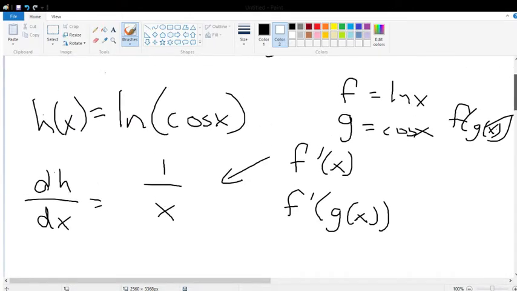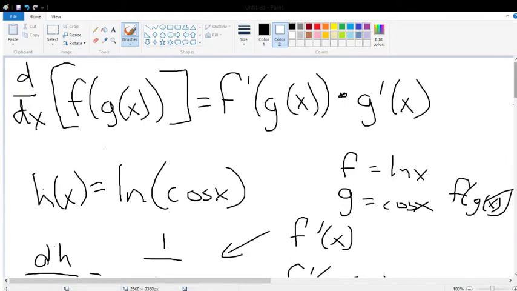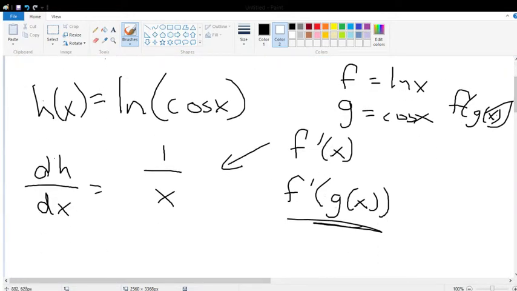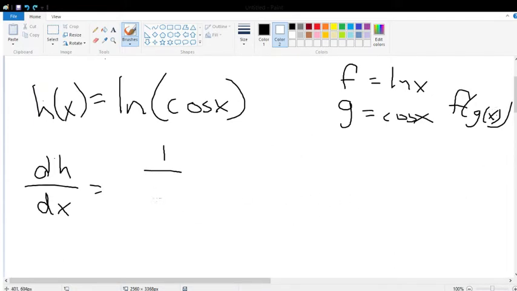So we don't want f prime evaluated at x. We want to evaluate at g of x. What is g of x? g of x is cosine of x. So instead of x, we put g of x there, and g of x is the interior function, so let's just put cosine of x. And that's it. Then you multiply it by the derivative of the interior function, which is the derivative of cosine of x, and that's negative sine of x.